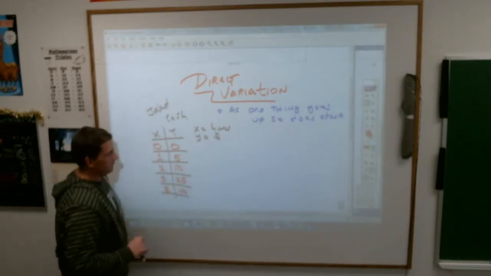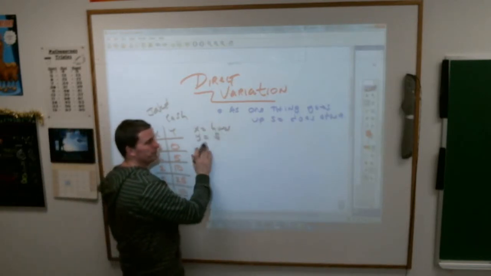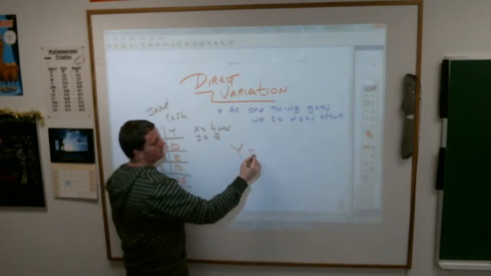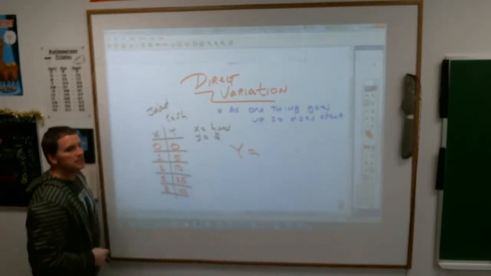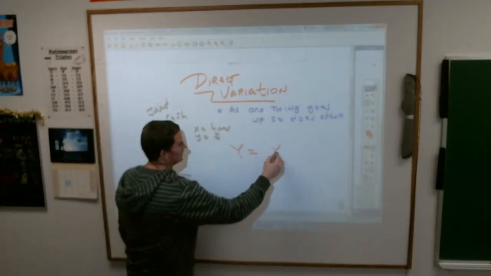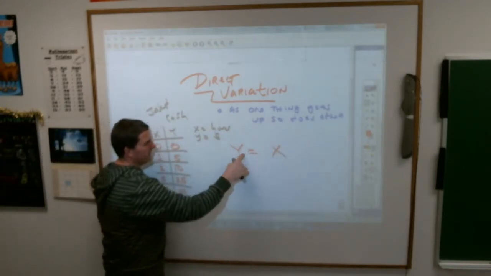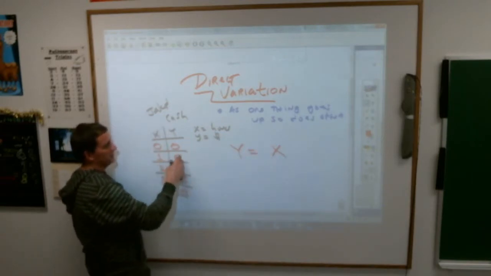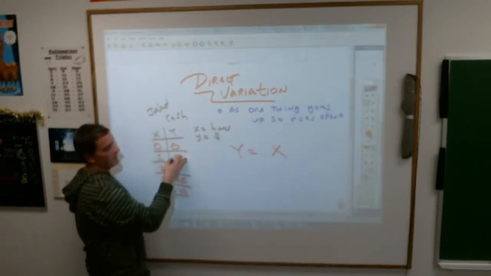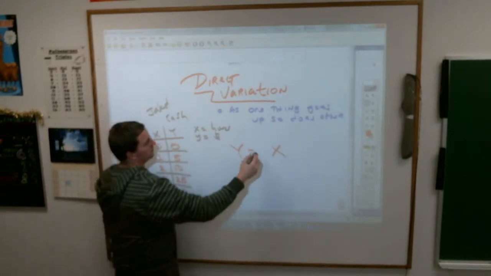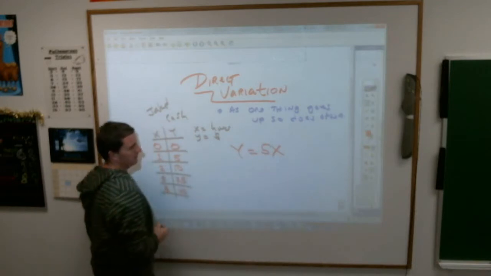The first thing is this: if we were to write a formula for this, y would equal what? Y would equal, here's x. What do I do to x? When I put x in here, what did I do to x to get y? My little input to output thing here. What did I do, Calvin? I multiplied by 5. Okay.